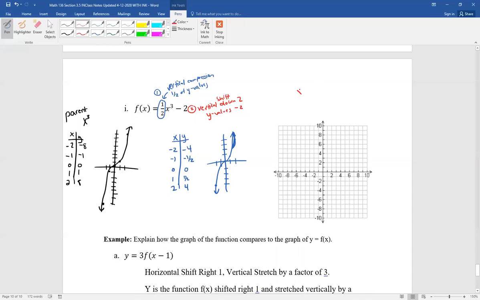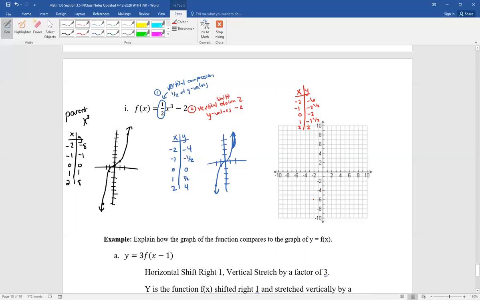So I'm going to make a little chart here for that. So all of our y values are going to subtract 2 from them. So that's going to be -4 minus 2 would be -6. -1/2 minus 2 will be -2.5. 0 minus 2 for the y value is going to be -2. 1/2 minus 2 is going to be -1.5. And 4 minus 2 is going to be 2.